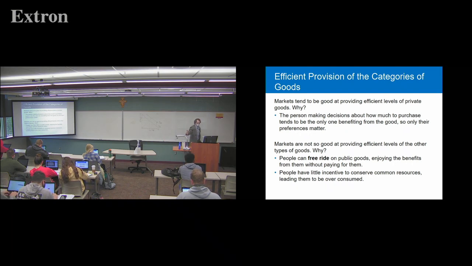So if you had a private firm trying to provide public goods, you would have a lot of people who, because they're not excludable, can't be prevented from using the good, so they're not going to pay for it. Obviously, why would you pay for something you can get for free? And looking at common resources, people have little incentive to conserve them, so they tend to be overconsumed. You hear about overfishing in the oceans, because no one owns those resources. There's no incentive for people to conserve them.